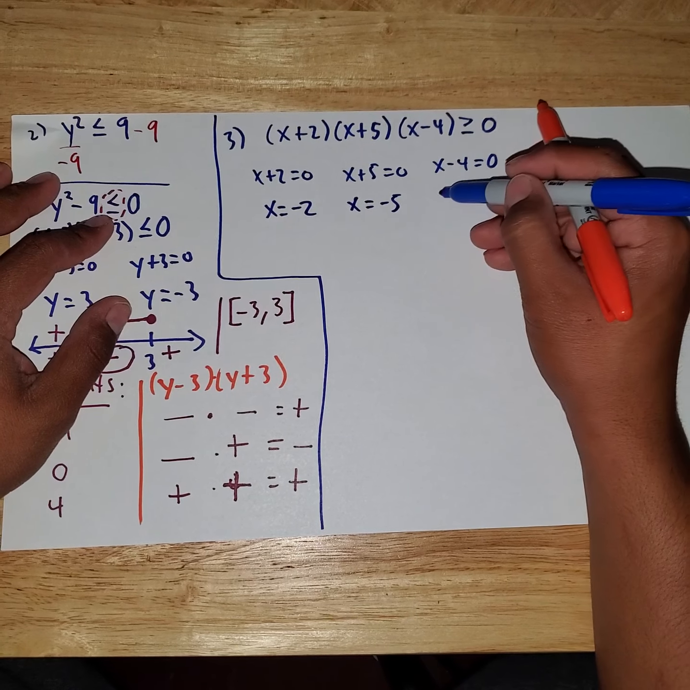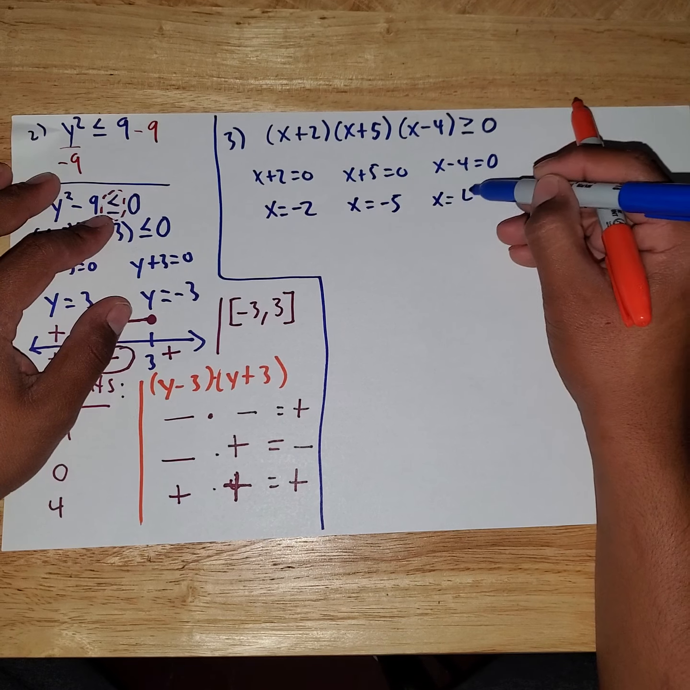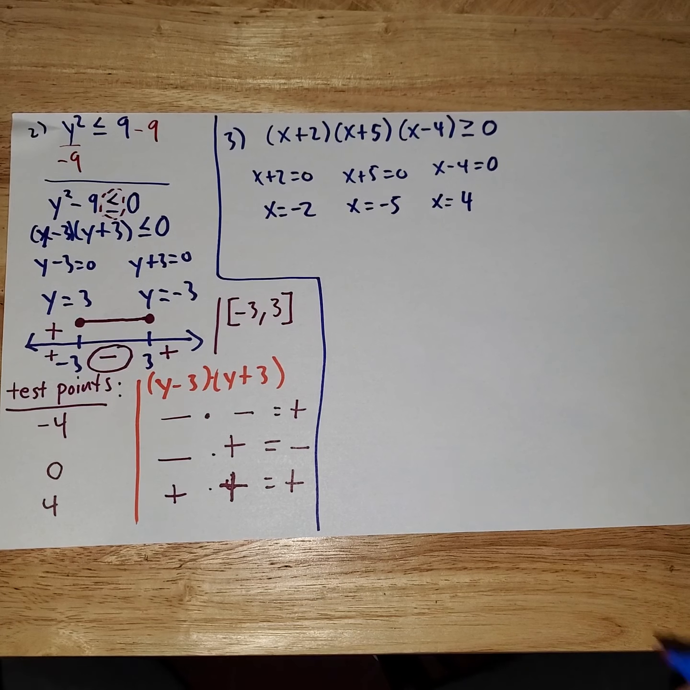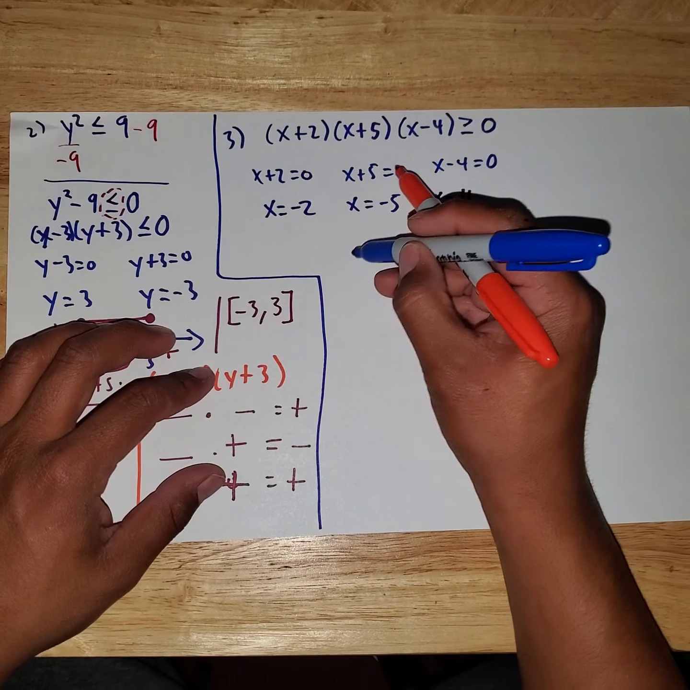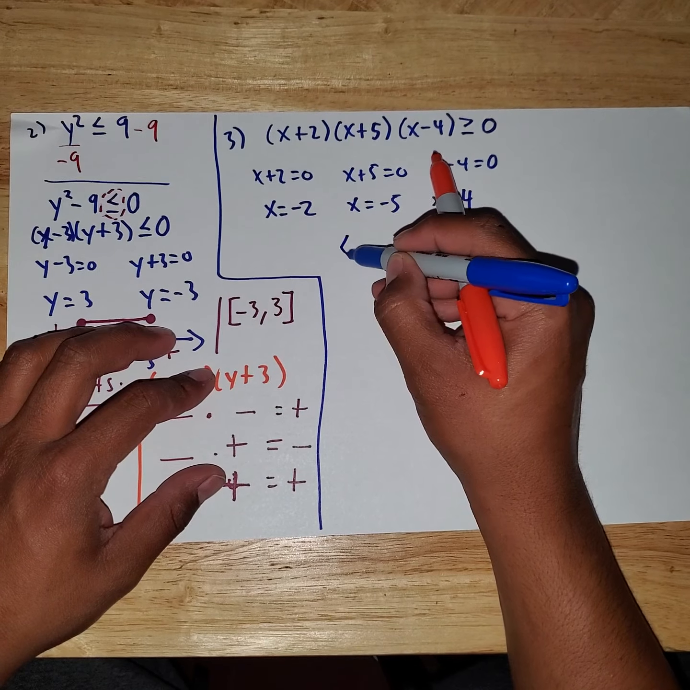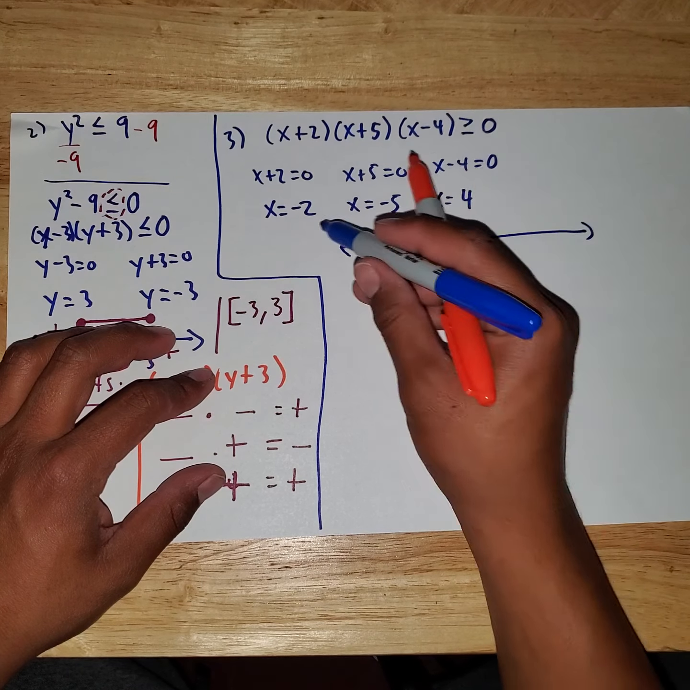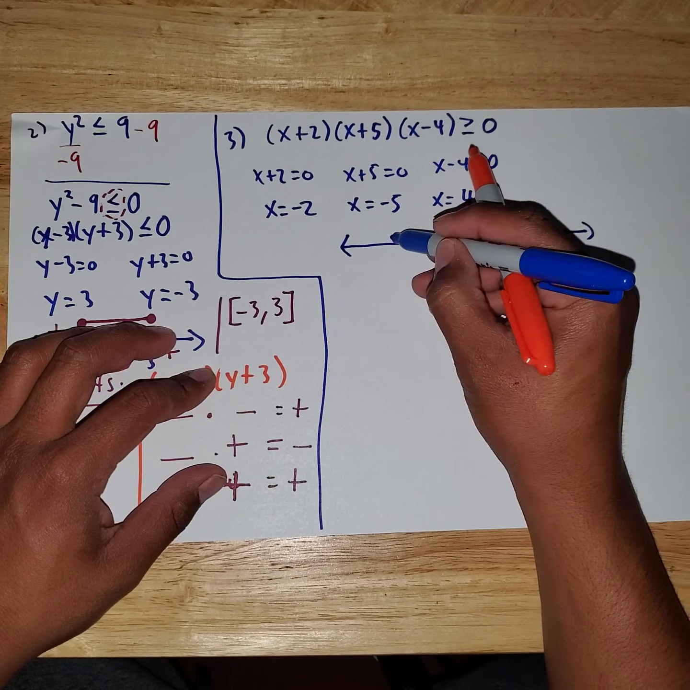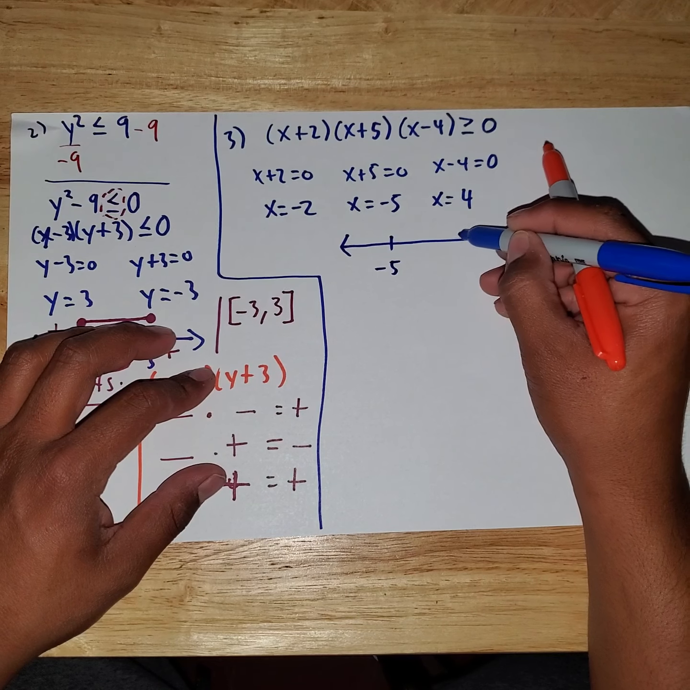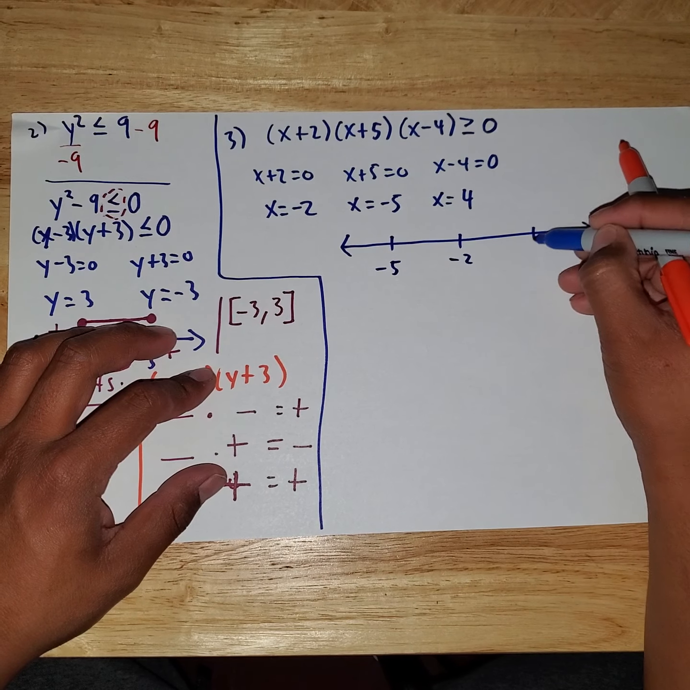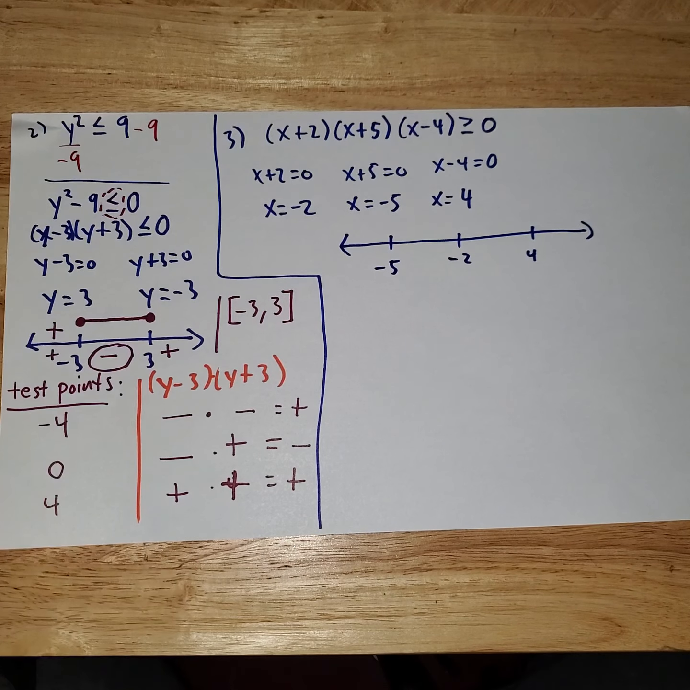Here we'd add the 4 over, so we'd get 4. So now is when I can make my number line. So let's do that. It's going to be a little bit bigger just because now we have a -5. I know that's smaller than a -2. And I know positives are always bigger.